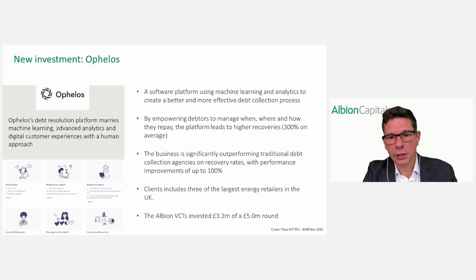Its clients currently include mostly some of the largest energy retailers in the UK, but it's also opening up and exploring this technology in new verticals. The Albion VCTs invested 3.2 million of a 5 million round.